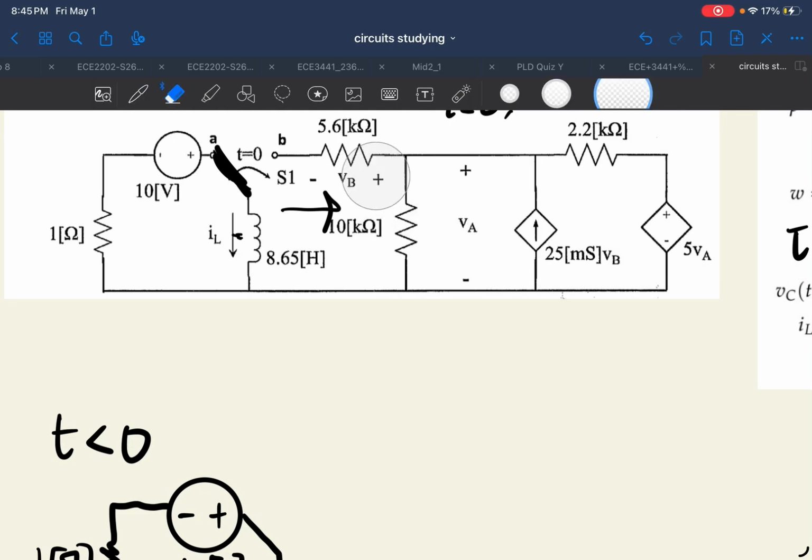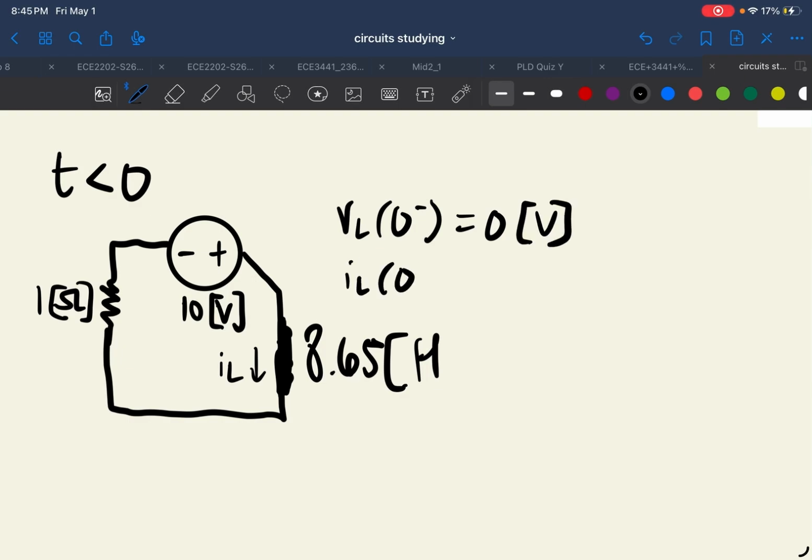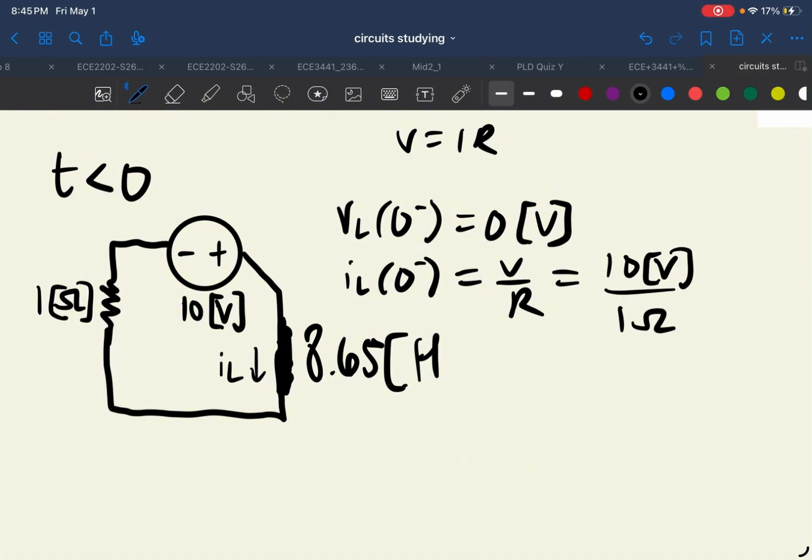So let's analyze this. You can see this is a short circuit now, so the voltage across that short circuit is going to be equal to 0 volts because it's just like a wire. There's no potential difference across it. Now IL of 0 minus, 0 minus being before 0, it's going to be V equals IR. If you manipulate, it's just V over R, and the V is 10 volts and the R is 1 ohm. So that's going to be equal to 10 amps.